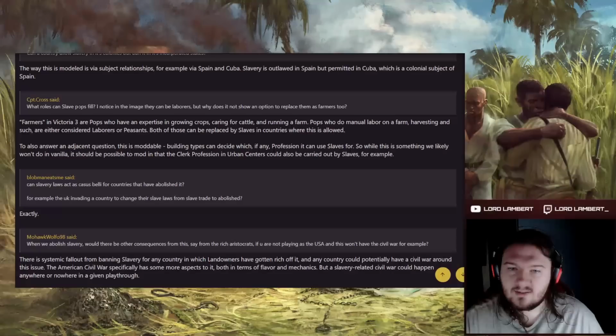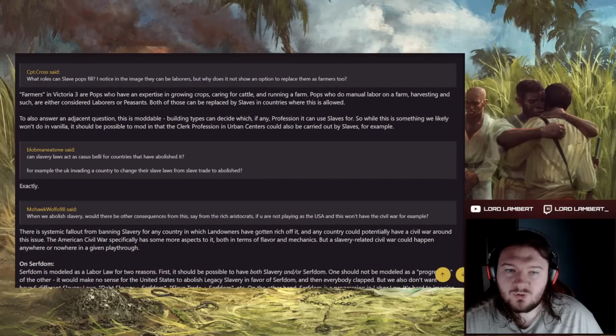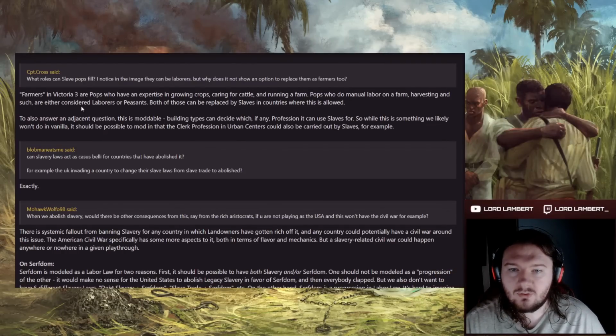What roles can slave pops fill? I notice in the image they can be labourers, but why does it not show an option to replace them as farmers too? So, farmers in Victoria 3 are pops who have an expertise in growing crops, caring for cattle, and running a farm. Pops who do manual labour on a farm, harvesting and such, are either considered labourers or peasants. Both of these can be replaced by slaves in countries where this is allowed.